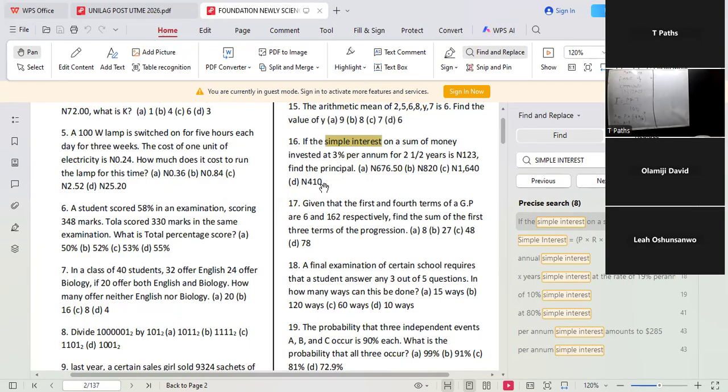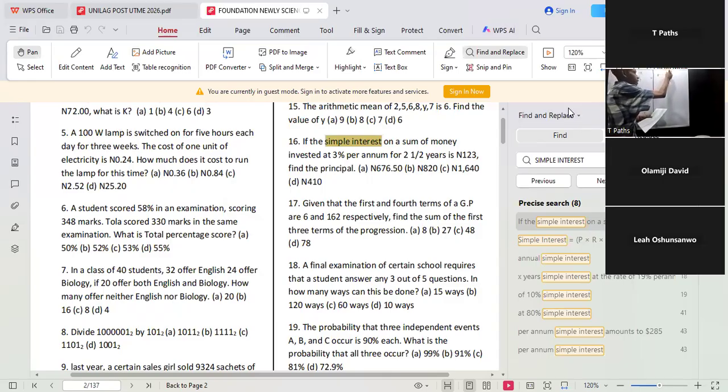Question 16 says, if the simple interest on a sum of money invested at 3% per annum for 2.5 years is 123, find the principal. So 3%, anywhere you see percentage, just know it is rate. Rate is calculated in percentage. T is time, which is mostly in years. So if you are given a month, you can convert it to years.